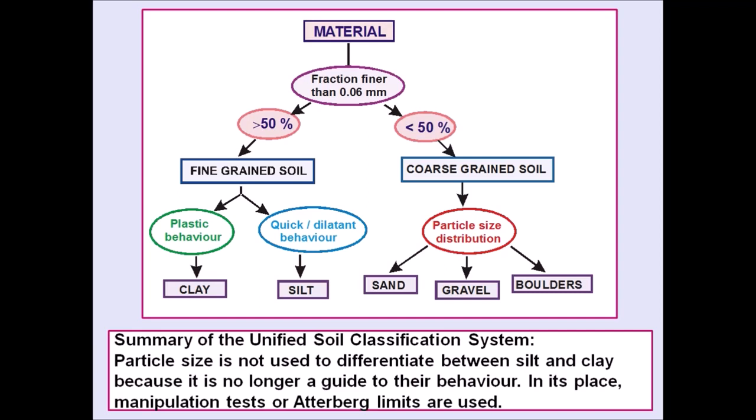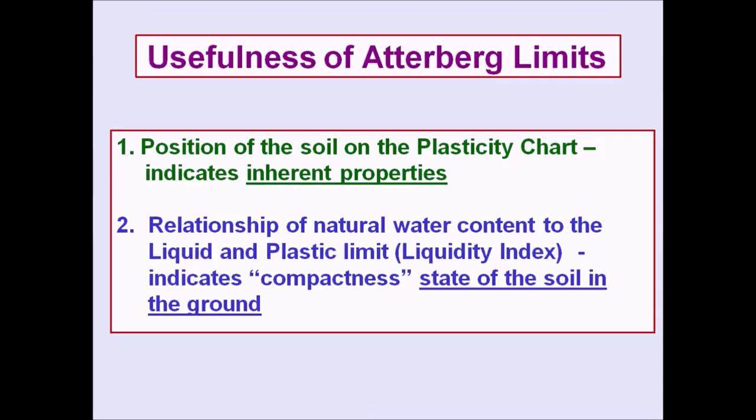By manipulation tests, I mean the vibration test and the dilatancy test that we use for distinguishing silt and clay. And I want to emphasize the usefulness of Atterberg limits, dealing of course with clays here. You get two useful pieces of information from Atterberg limits. One is the position of the soil on the plasticity chart. That indicates the type of material it consists of, what I've called here its inherent properties.